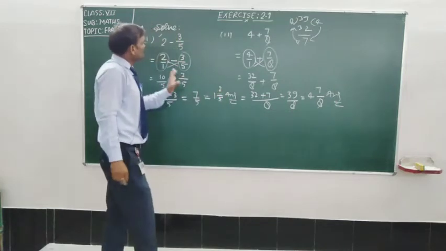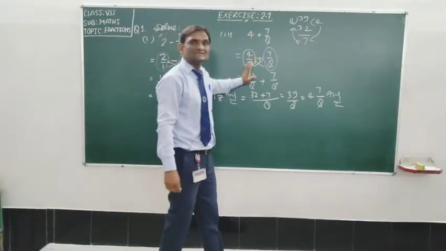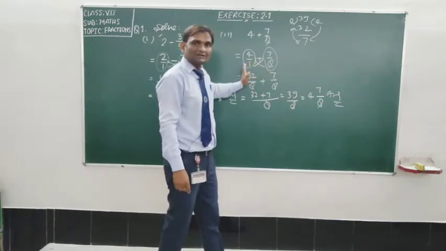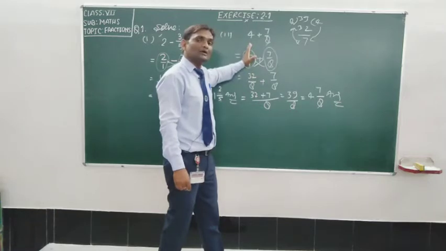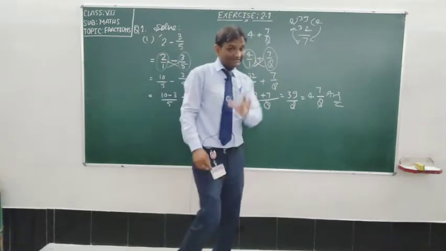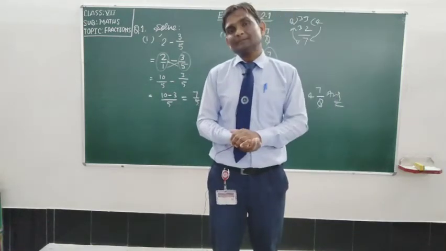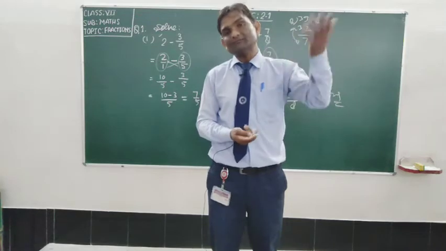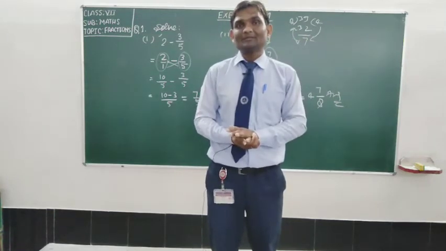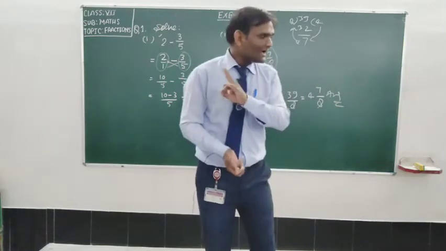So, student, if you need to add or subtract two fractions, there is no need to take the LCM to make the denominator the same. By cross multiplying, you can make your denominator the same, student. But, student, if you need to add more than two fractions, 3 fractions, 4 fractions, 5 fractions together, then you have only one way: taking the LCM.